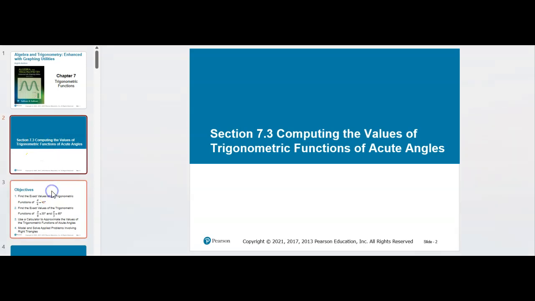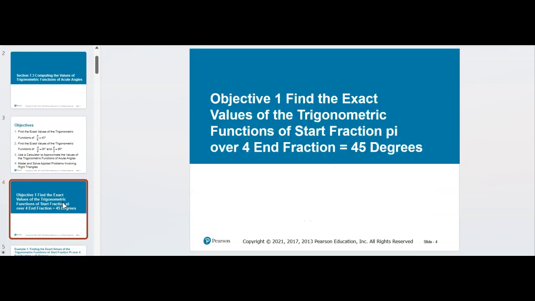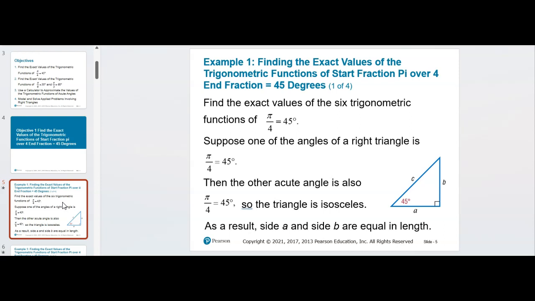Hey, Trig class, let's look at 7.3 notes, computing the trig functions of acute angles. We want to find the big ones, the special angles as we call them in this course: pi over 4, 45 degrees, and then pi over 6, pi over 3, 30 and 60 degrees. We want to find those exact values. So we're going to start off with pi over 4 or 45 degree measures.